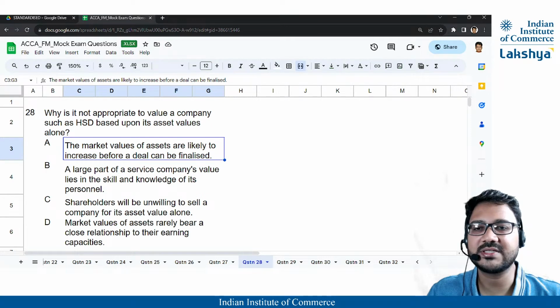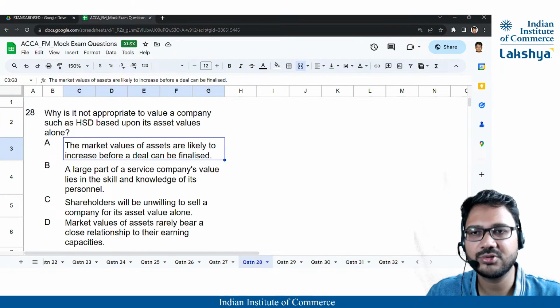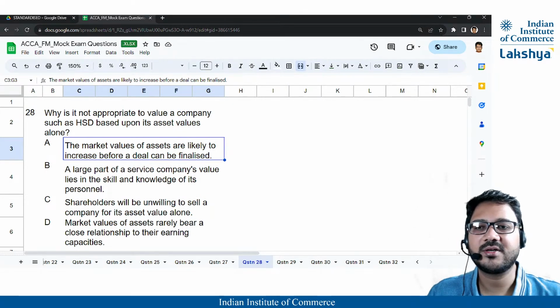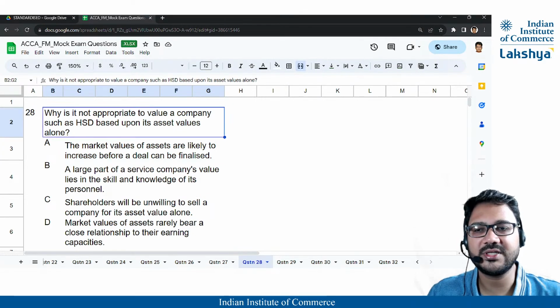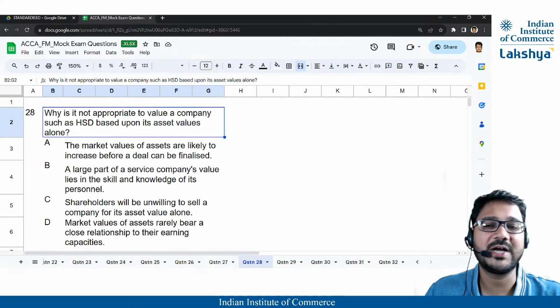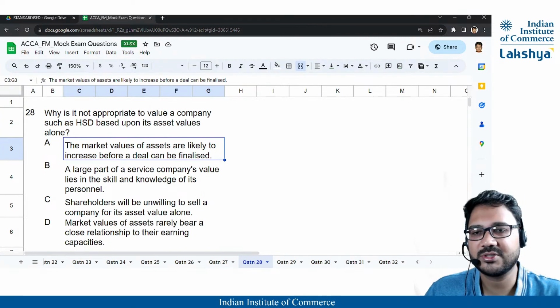Market values of assets are likely to increase before a deal can be finalized. This is true. But is it very relevant to HSD? Now, if we can mark multiple answers, we will mark this because it is true.